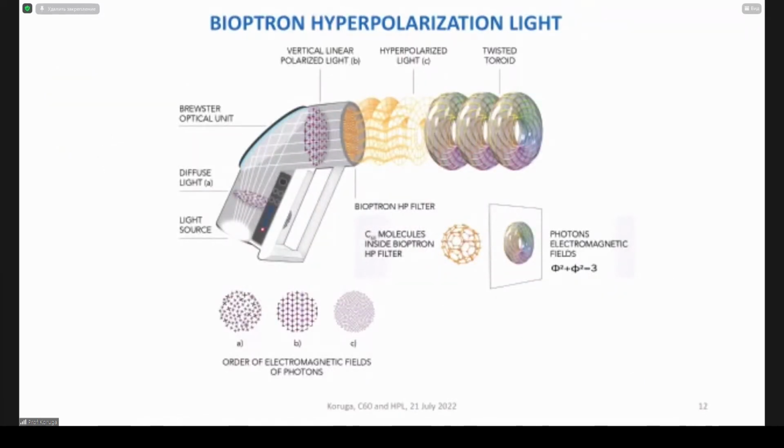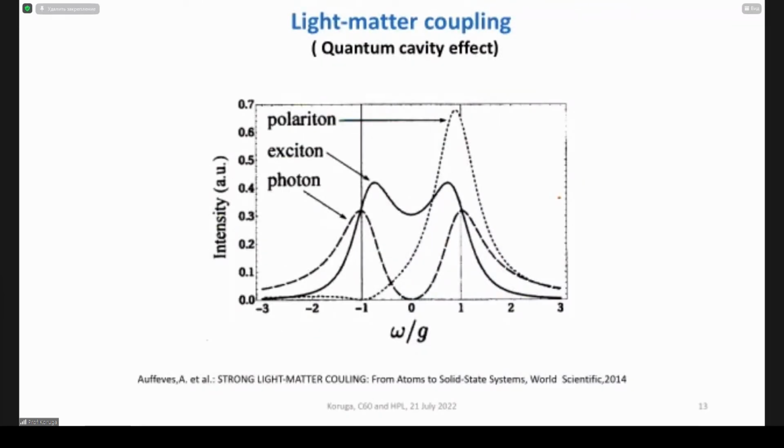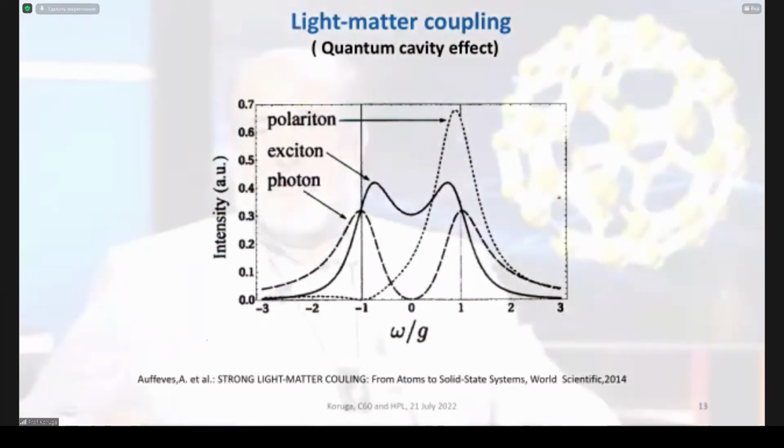This is the device from the beginning, as you can see in our design. It's diffuse light, then linear polarized light, and then hyperpolarized light. But what is special? Why are we unique on the market?